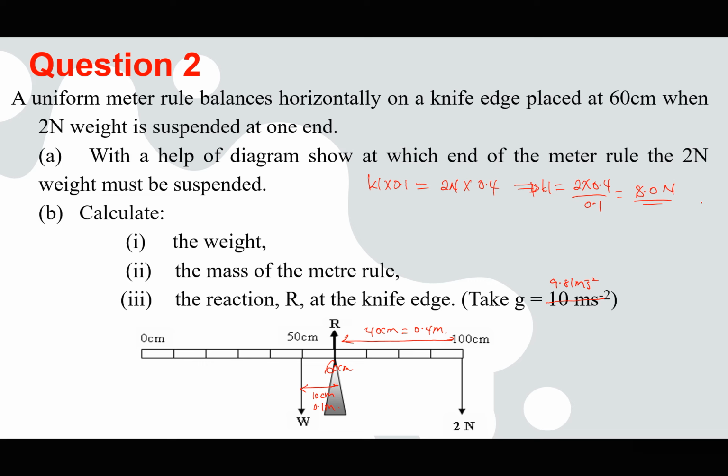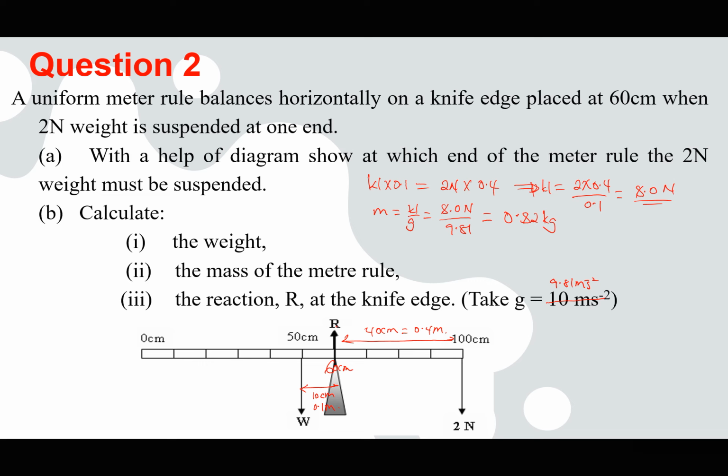Then the mass of the meter rule. If W is the weight, of course the mass is the weight divided by g. So the mass is going to be 8 newtons divided by 9.81, which will give us 0.82 kilograms.